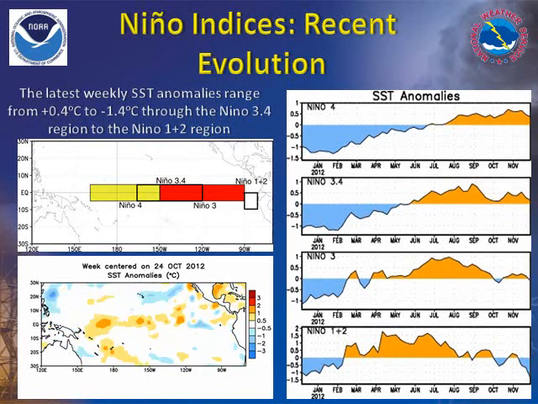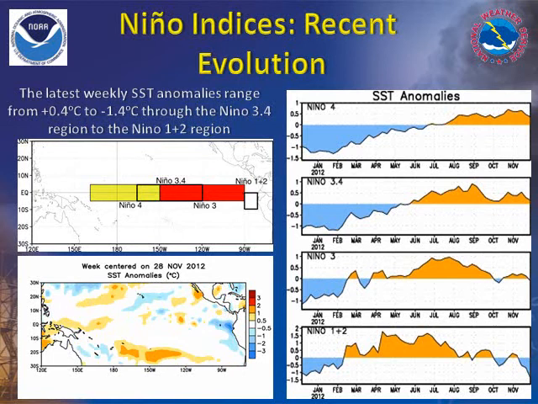The bottom left animation here shows the progression of sea surface temperatures over the equatorial Pacific Basin in the past 3 months. As you can see, we are fairly close to normal with just some pockets of above and below normal activity.